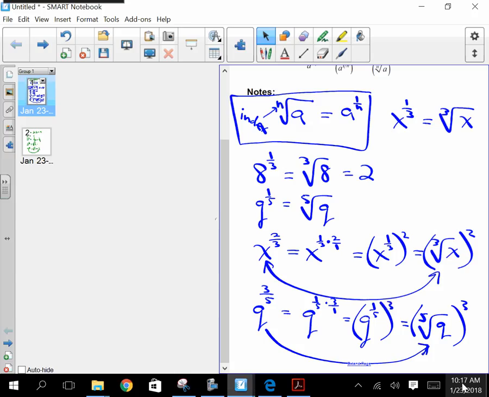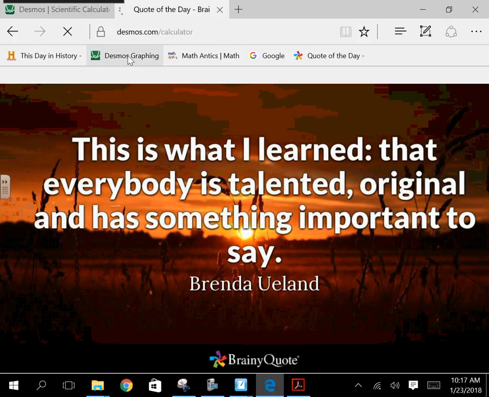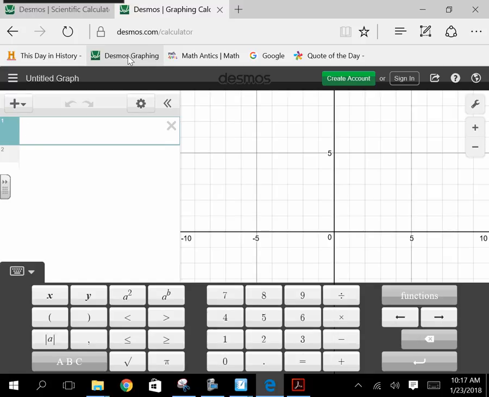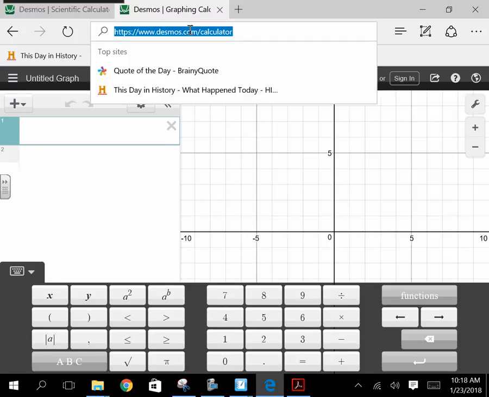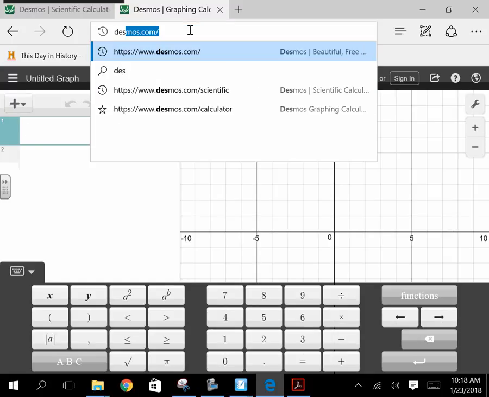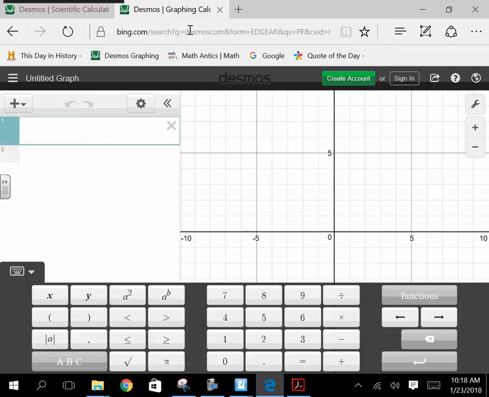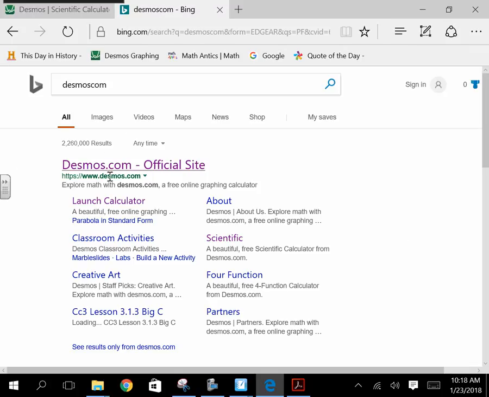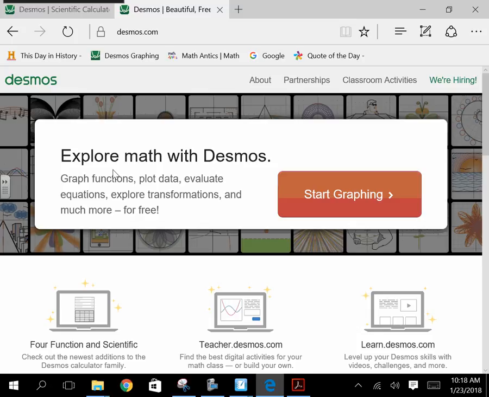What you're going to do is I'm going to give you 2 minutes to go grab your Chromebook, and you're going to open up to this screen here. Desmos.com. Go to desmos.com. We're going to do these together. So get to this screen. I'll give you about 4 minutes.